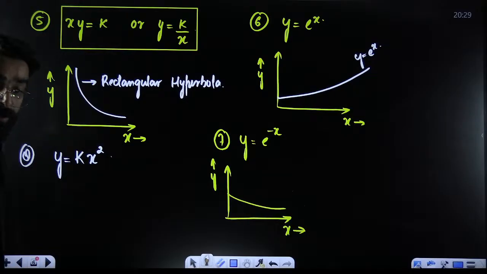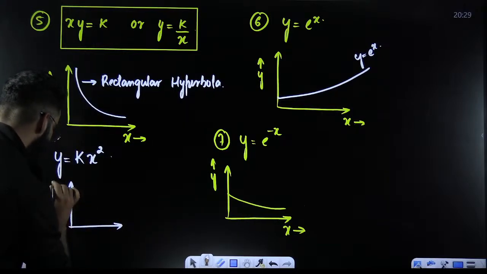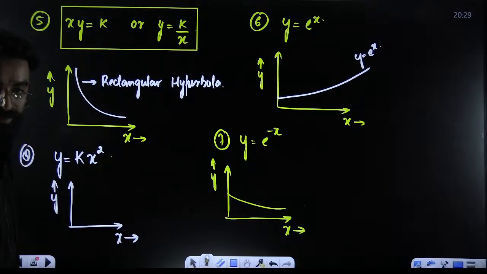Tell me, you should be knowing it. You would have studied it once in your lifetime for sure. Y is equal to kx square. Tell me the nature of the graph between y and x. What is it going to be? Quickly, people, quickly in the chats, everyone. I just want to know.